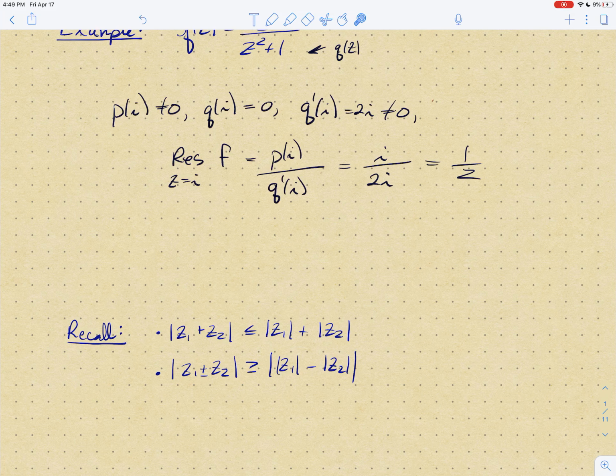I think I'll stop this video here. We need one more tool, and then we're going to dive in and learn how to use the theory of residues to actually compute some real valued integrals, some integrals of real valued functions.